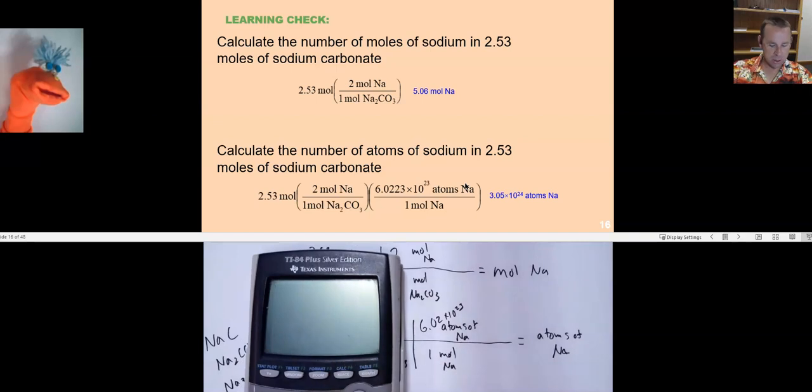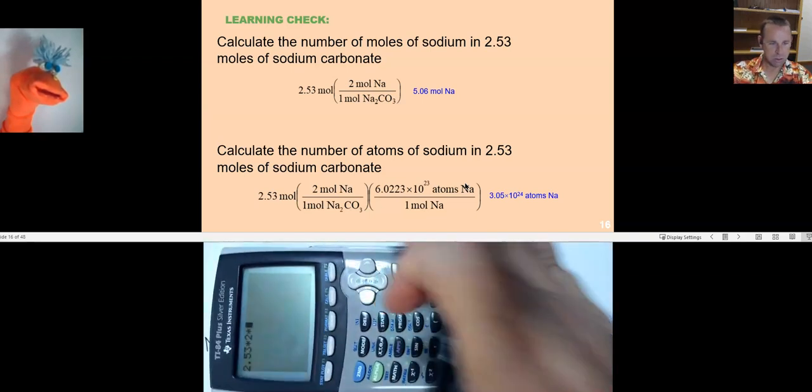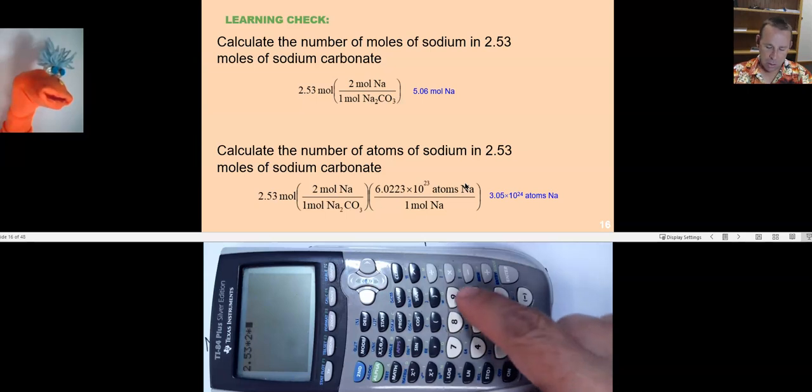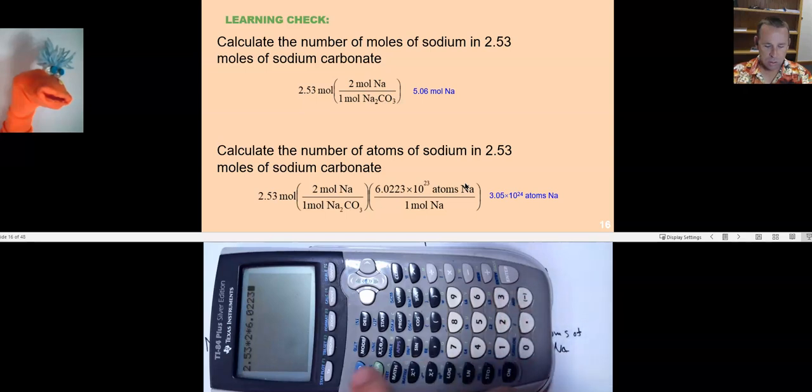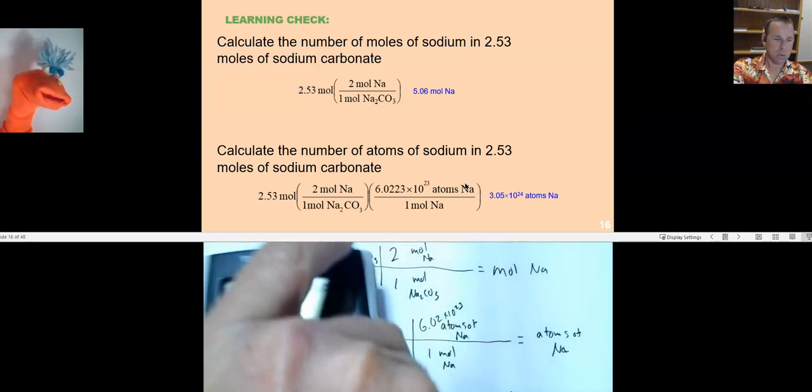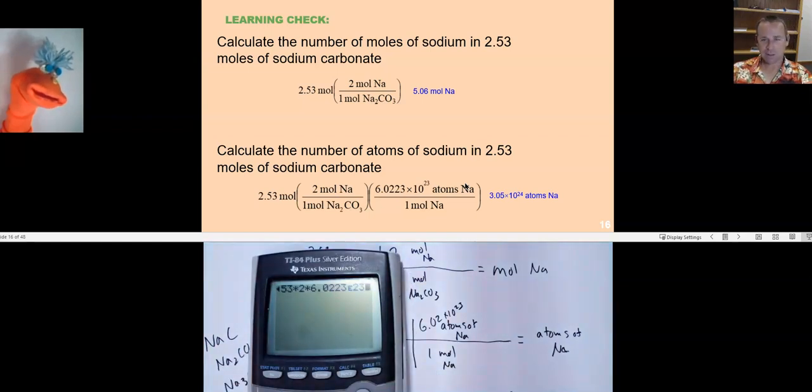Let me show you how to do this in your calculator because it's very important that you put in large numbers like 6.02 times 10 to the 23rd into your calculator the correct way. So I got 2.53 times 2 times, now watch how I put this one in. Whoops, we got to turn it sideways so you can see very well. I go 6.022 times 10 to the 23. And if you do it that way, then that will give you the correct order of operations, and I can push enter and I can get the right answer.